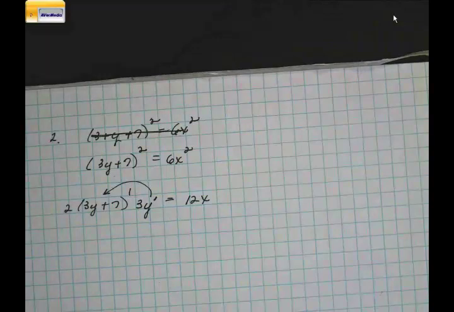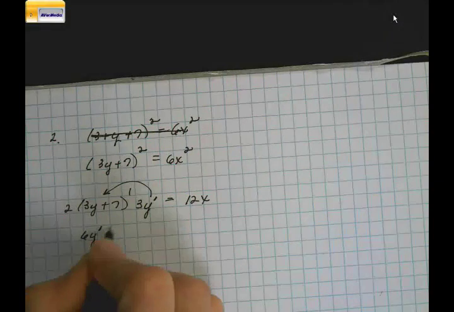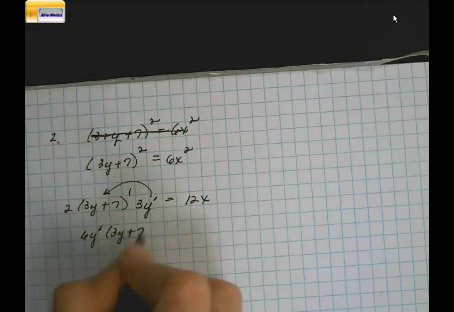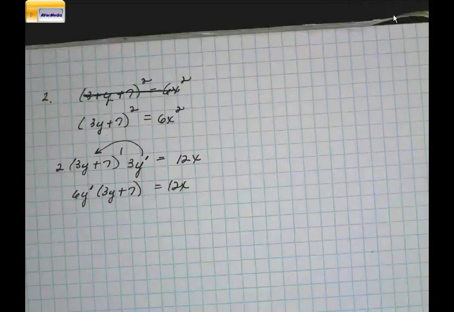So we've really calculated the first derivative at this point, and that's an exponent of 1, which I said I'd quit doing, but I did it anyway, didn't I? Okay, and so now we need to solve it for y prime. So let's clean it up. 2 times 3y prime is 6y prime times 3y plus 7 equaling 12x. If I'm trying to solve this for y prime, what am I going to do?